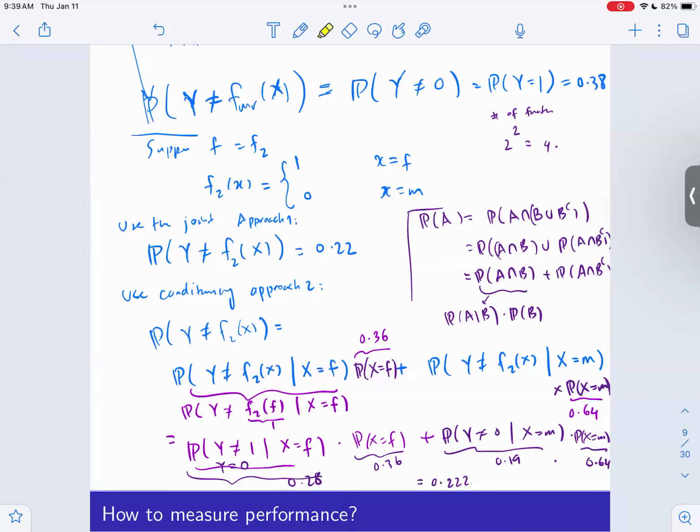And for the other rule, we used two approaches. One was using the joint distribution, and that was the first solution. The conditional one was mentioned by someone else in the class.